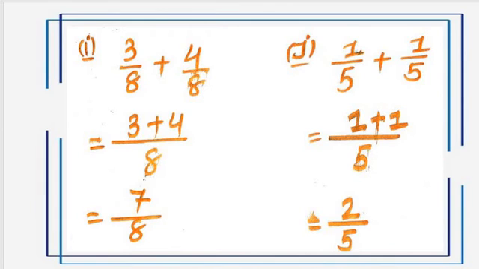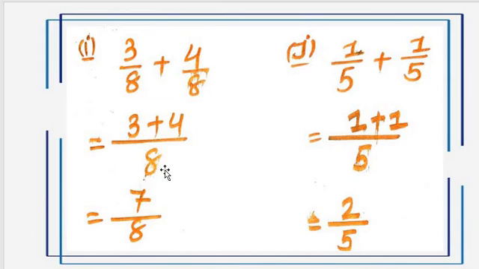Question number I and question number J. So you write question number I: 3 upon 8 plus 4 upon 8. Only what are we going to do? With the same denominator 8, we have to add only the numerators. So 3 plus 4, 3 plus 4 upon 8.